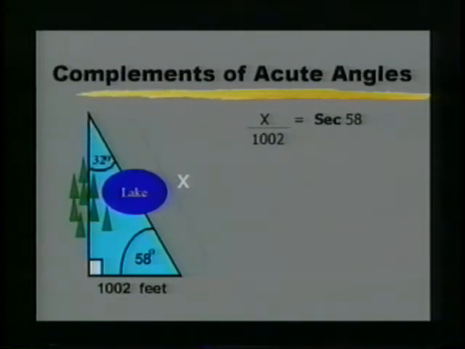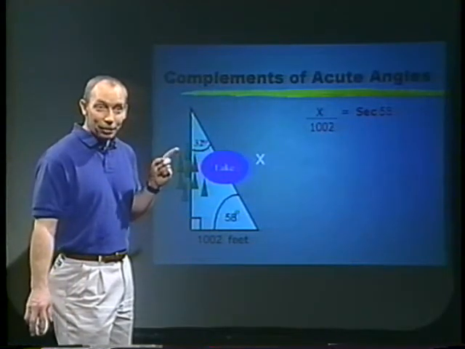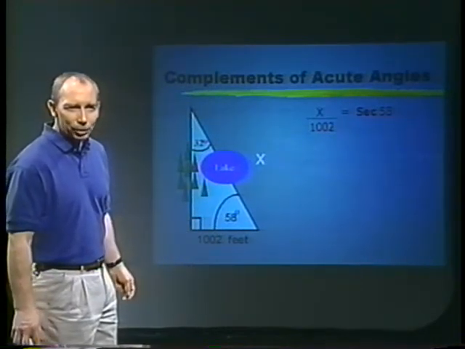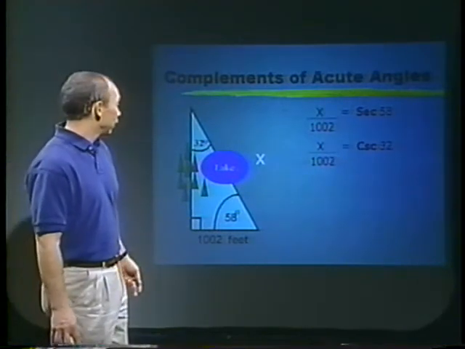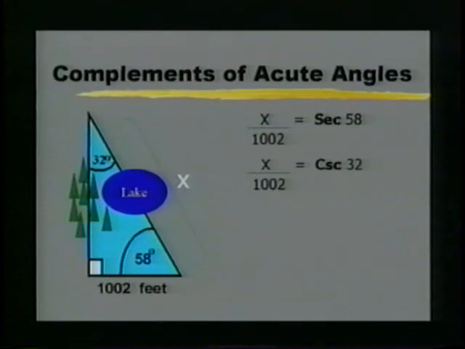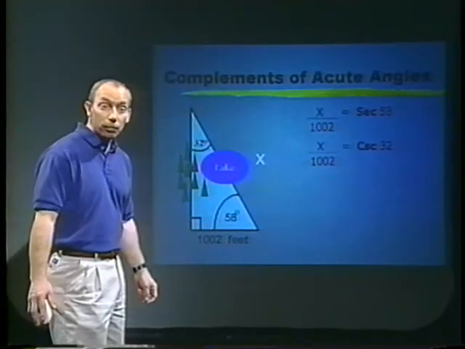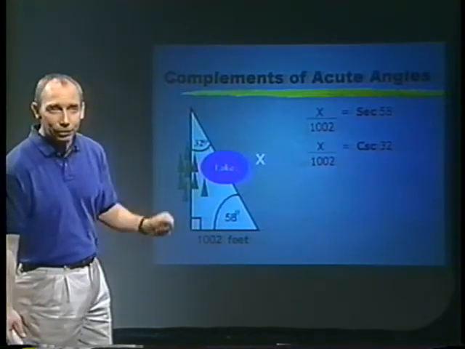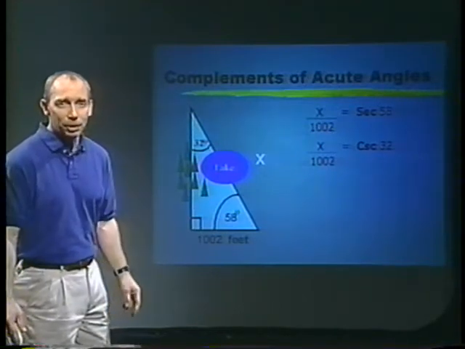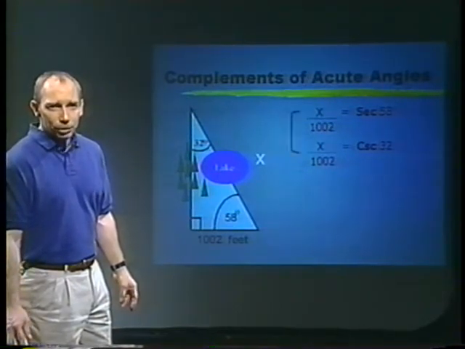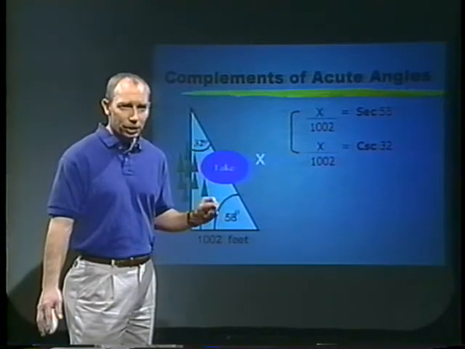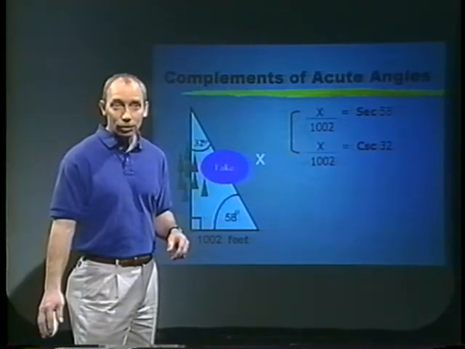But since I knew that was 58, I now know the other angle has to be 32. Where am I getting 32? It has to be complementary to 58. So I could also use the cosecant of 32. You see, because x, of course, is the hypotenuse of the whole triangle, 1,002 is the adjacent leg for 58, and the opposite leg for 32. It's six of one, half a dozen of the other, whatever you happen to know. That's why we call these functions secant and cosecant. They're co-functions.